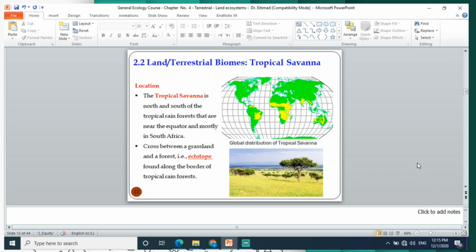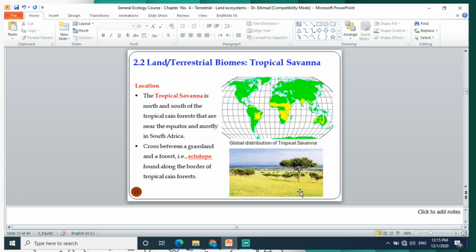Our second biome, terrestrial biome or land biome, is tropical savanna. Here, the yellow color represents the global distribution of the tropical savanna. So the tropical savanna is found north and south of the tropical rainforest, because the tropical rainforest was here. Okay, so the cross between the grassland and the trees from the forest is called an ecotone.